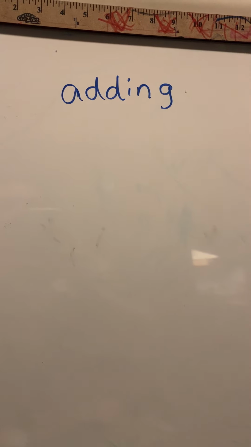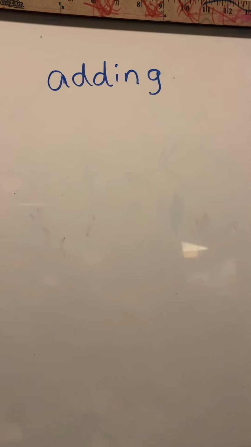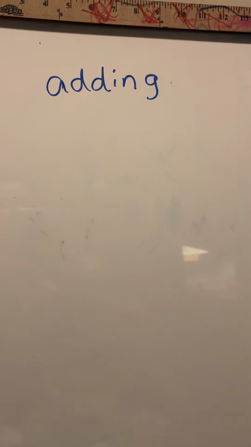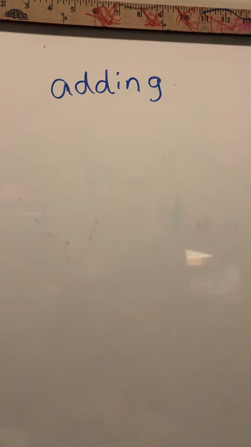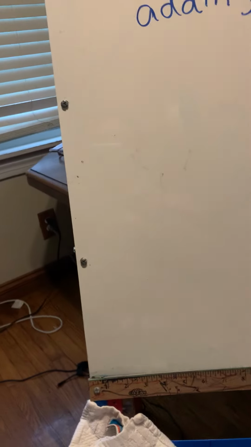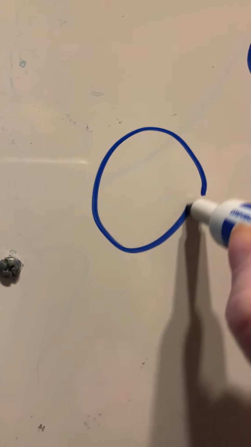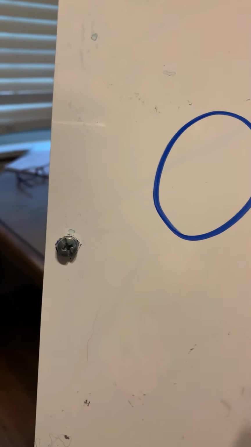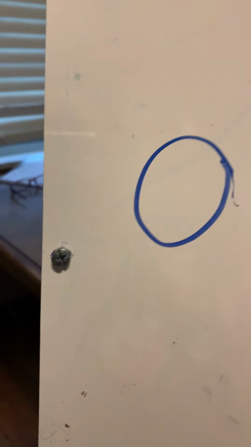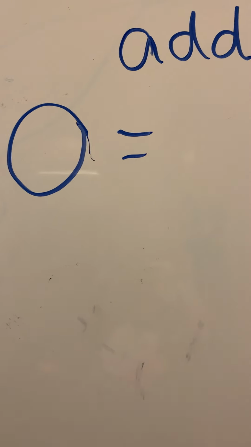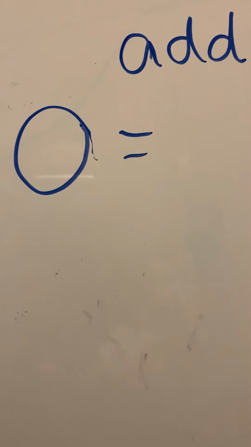The first thing that we're going to do, because we haven't been in school in a while, is review our numbers and the way we form our numbers. We're going to start with the number 0, which is just a circle, and 0 represents having no quantity, or just having nothing of something.